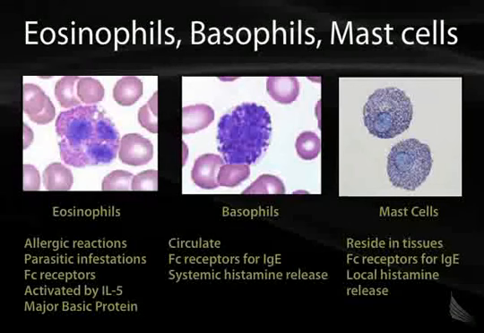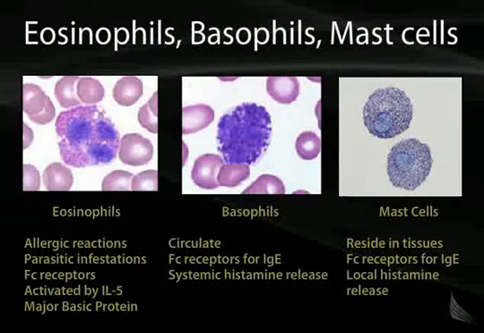These cells have Fc receptors, which we'll talk about later when we talk about B cells. Other important points to note about the eosinophils are that they're activated by IL-5, and they also produce major basic protein, which is an acute phase reactant that is involved in acute inflammation. So again, eosinophils, think parasites, think IL-5.